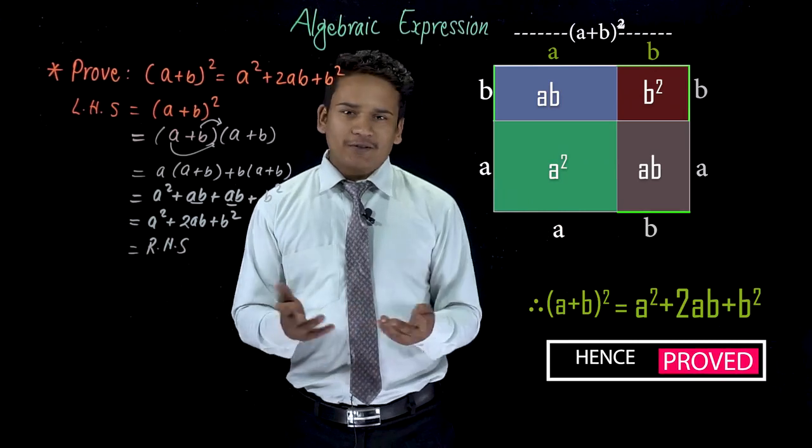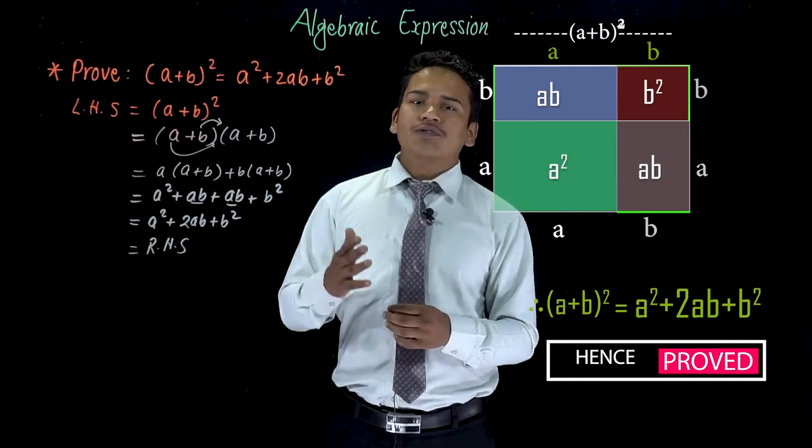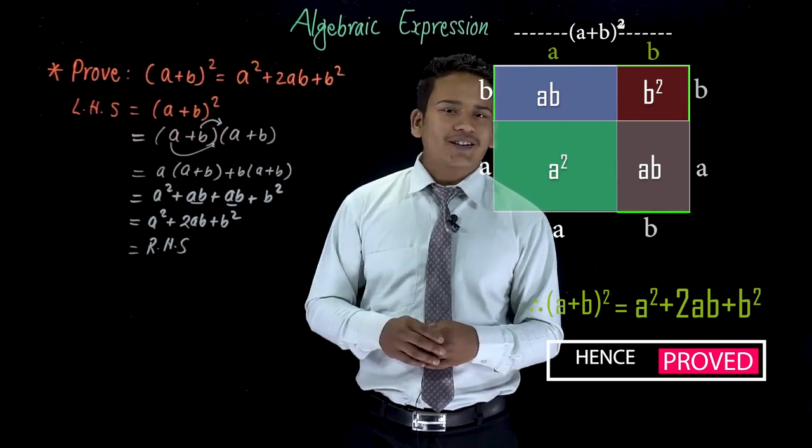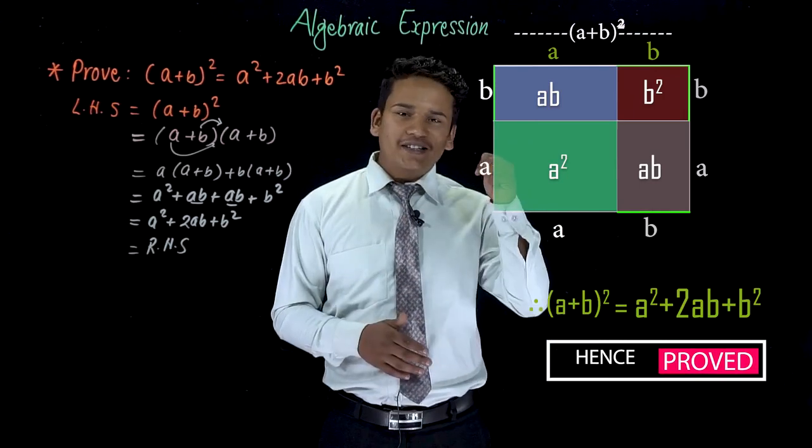Such an amazing method, right? Now you may be thinking how to find the square of a minus b, meaning (a − b)². Don't worry, we're going to do that in our coming session.